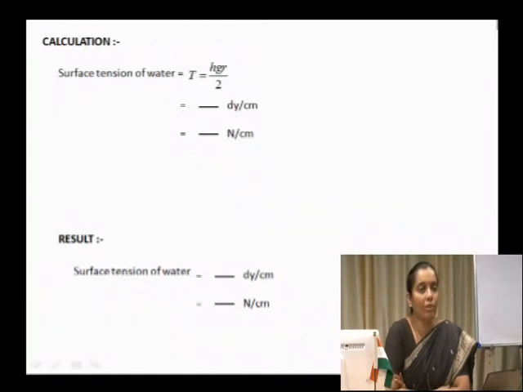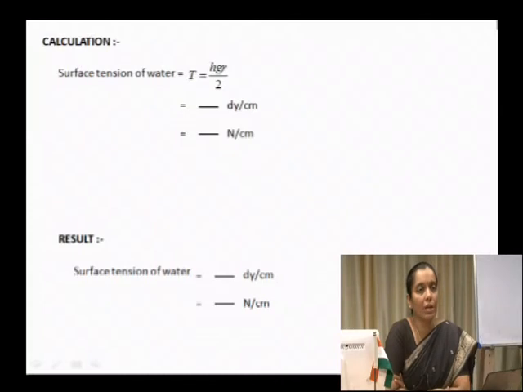So, the formula for surface tension of water is T equal to h g r by 2, where h is the rise of the liquid in the capillary tube, g is the acceleration due to gravity, and r is the radius of the capillary tube. So, substituting the values of h, g and r, the surface tension of water can be calculated.